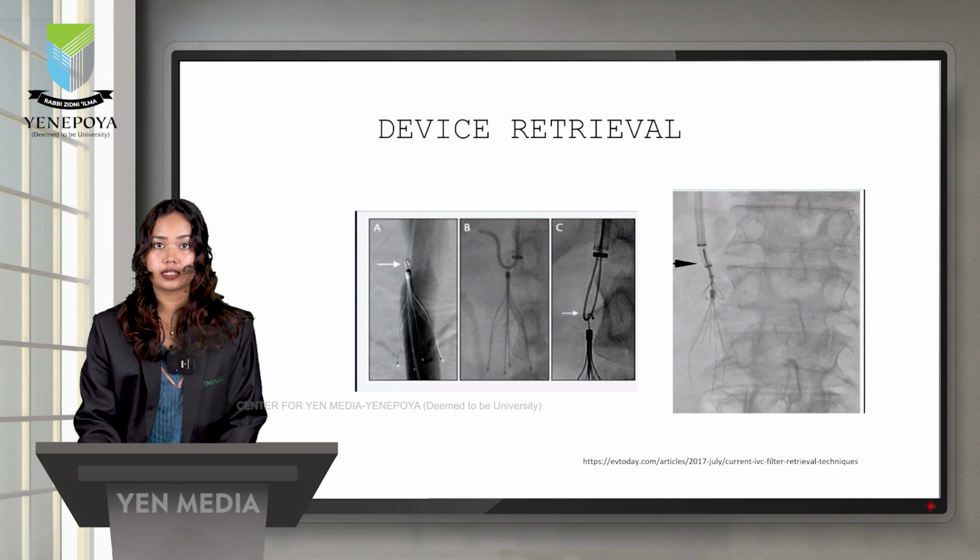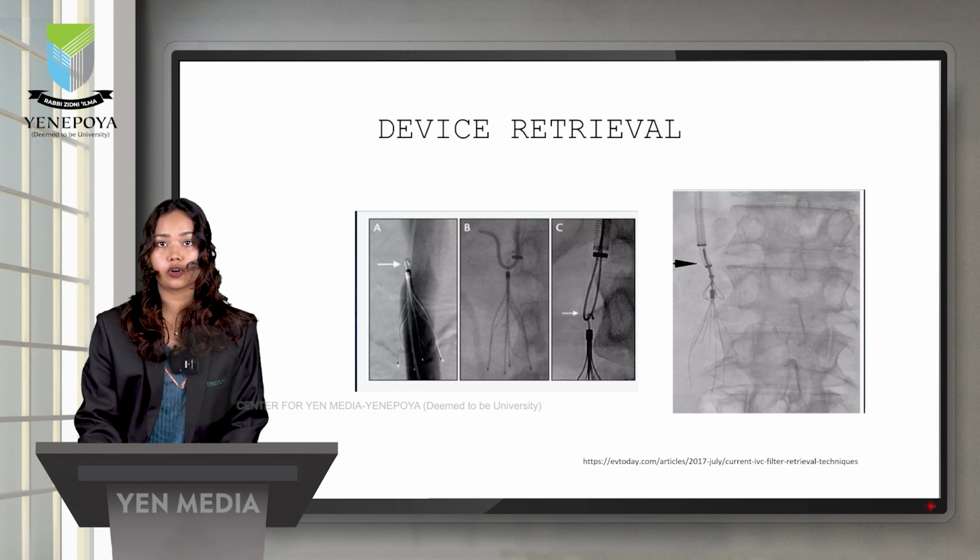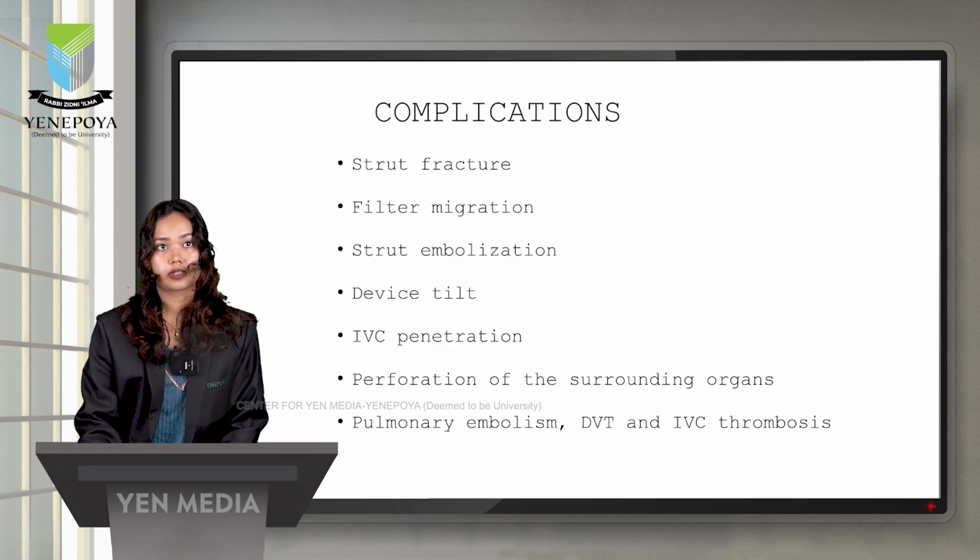The procedure is the same: venous access is obtained and the sheath is placed. We have something known as a retrieval kit which comes with a snare. The snare has a loop-like structure which helps to hook the IVC filter and slowly withdraw it into the sheath. Once the device is withdrawn, the system is completely removed from the body and hemostasis is achieved.